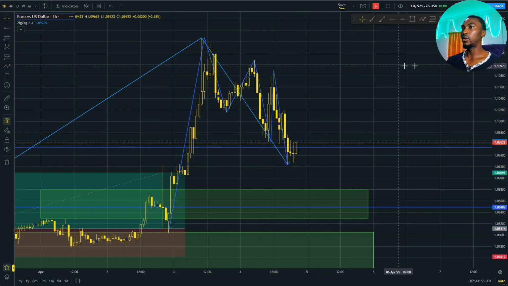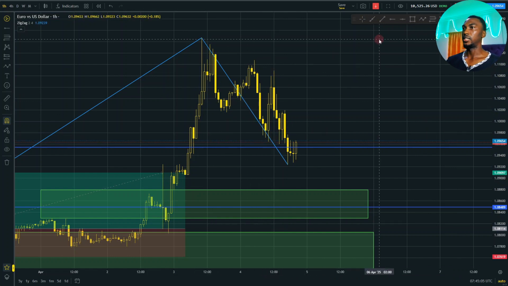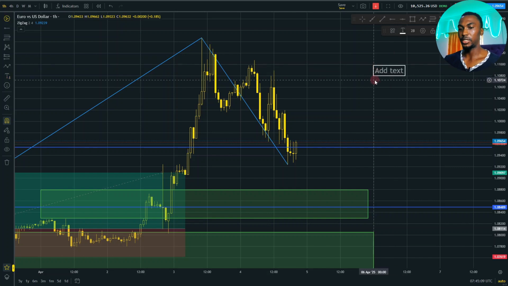So what we'll be looking for in this market is clearly, what is it called? A 1-hour sharp turn, right? A 1-hour bullish sharp turn.